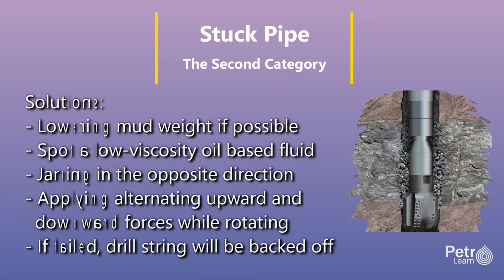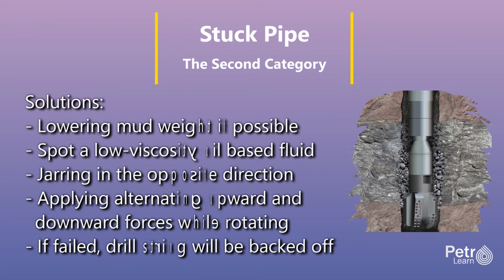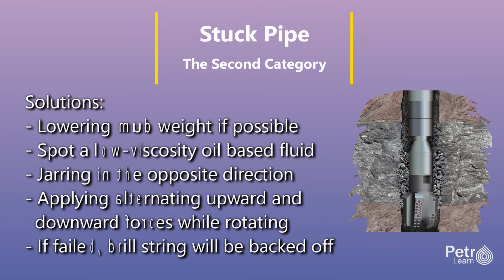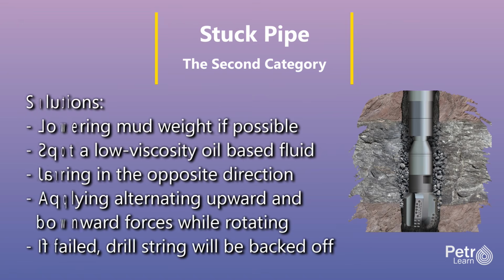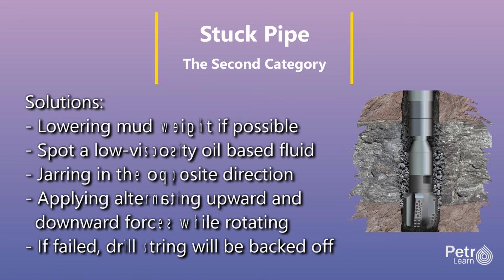If pipe does become stuck, immediate action is required. For differential sticking, the first response is to reduce the differential pressure by lowering mud weight if possible, or to spot a spotting fluid, which is a low-viscosity oil-based or surfactant-treated fluid pumped around the stuck section to break the filter cake seal and lubricate the contact area.